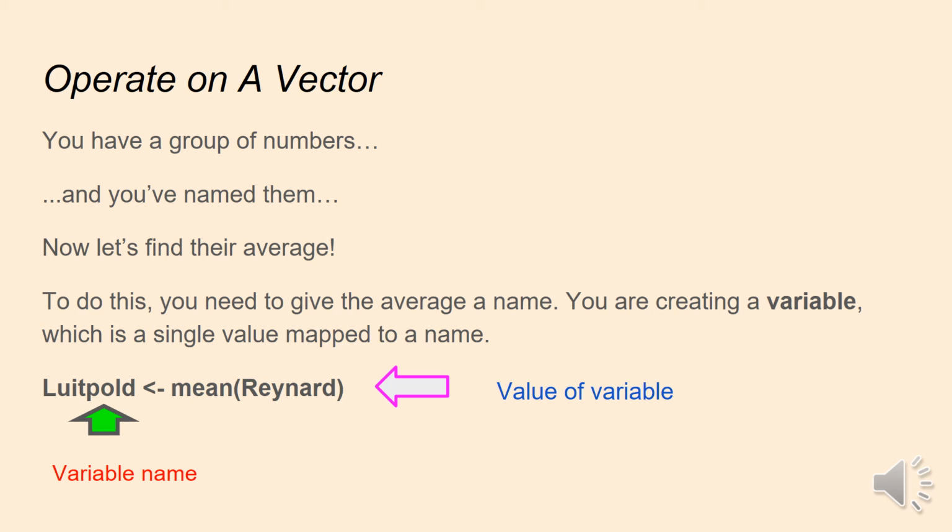And of course, this is all right to left, right to left logic. So the arrow goes to the left. And so we have a variable whose value is derived from the mean of another variable. And that variable, which is a vector, has four members to it. So it's getting a little complex. But you treat Luitpold just like you treat the variable Reynard or the variable Hamlet. You can print it out, which is what we're going to do.